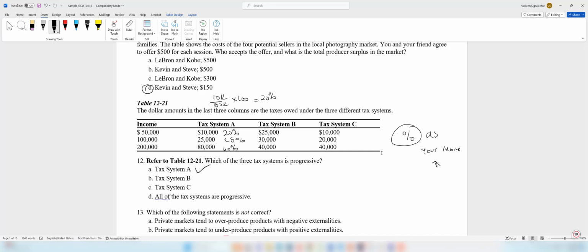Let's look at the other ones. So tax system B, you pay 50%, 25,000 out of 50,000. This is 30%, and this is 20%. So this is an example of a regressive tax. The percentages are going down. Let's look at this one. 10,000 is 20%, 20,000 is 20%, 40,000 is 20%. That's a proportional tax rate, okay? So the right answer is tax system A.